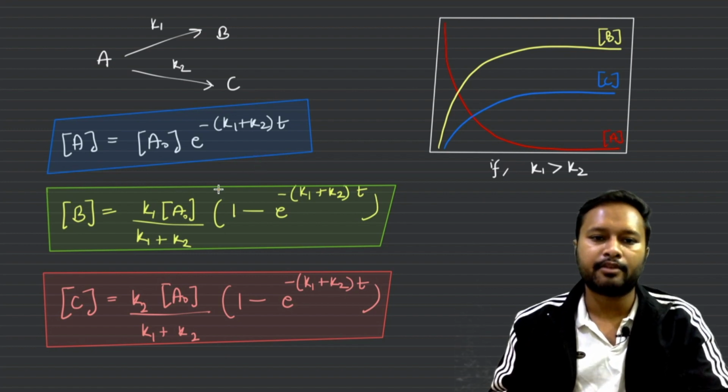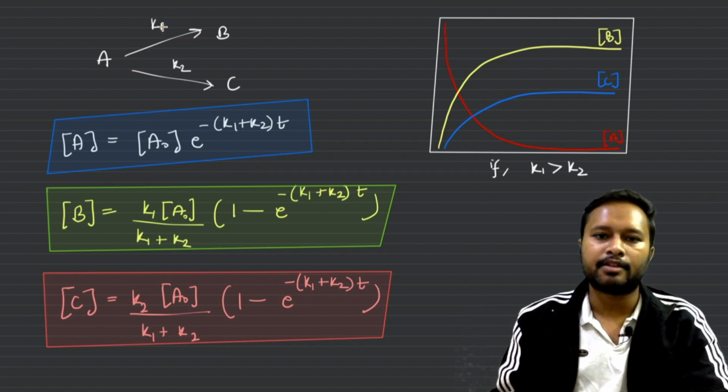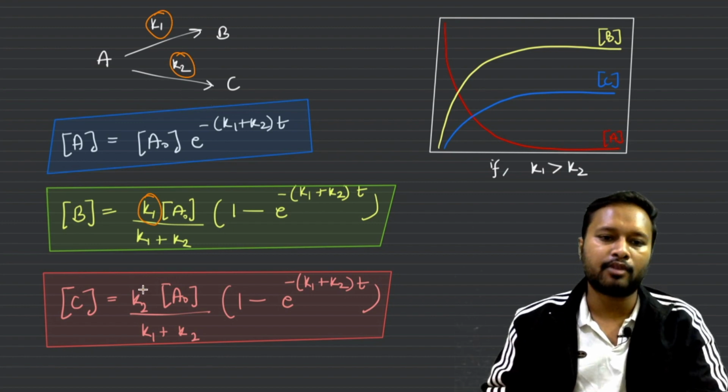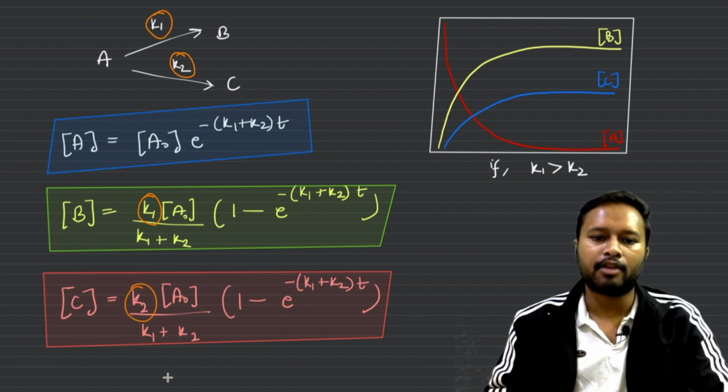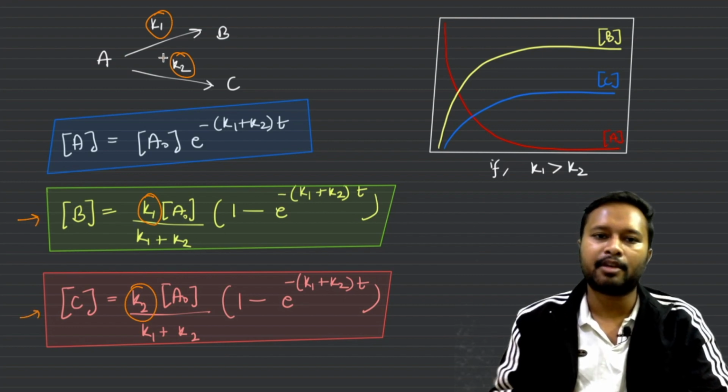Now what's the difference between them? You can see since B is related with rate constant K1, that's why you have K1 over here, and C depends upon rate constant K2, so you have K2 over here. The rest of the whole equation is the same for both of them, so you don't have to do much, just remember any one of them. Just make sure K1 and K2 depend upon the rate constants respectively.